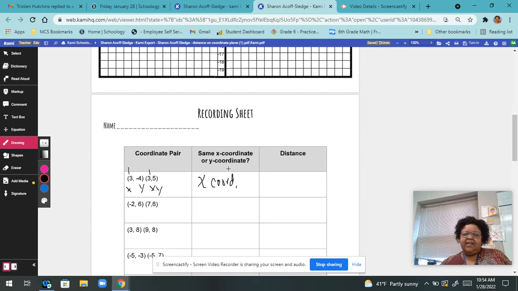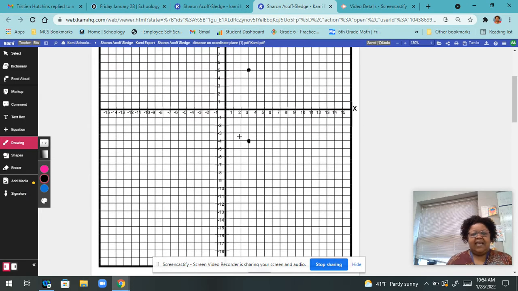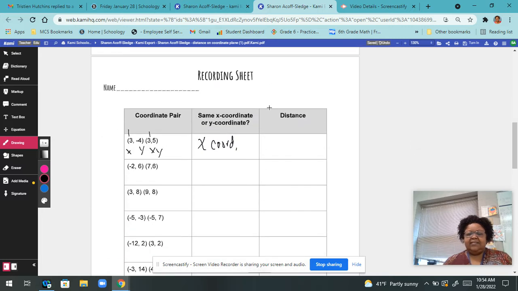And then it says calculate the distance. Well, how do I do that? I just count. So from here, 1, 2, 3, 4... wait a minute. 1, 2, 3, 4, 5, 6, 7, 8, 9. So my distance is 9.